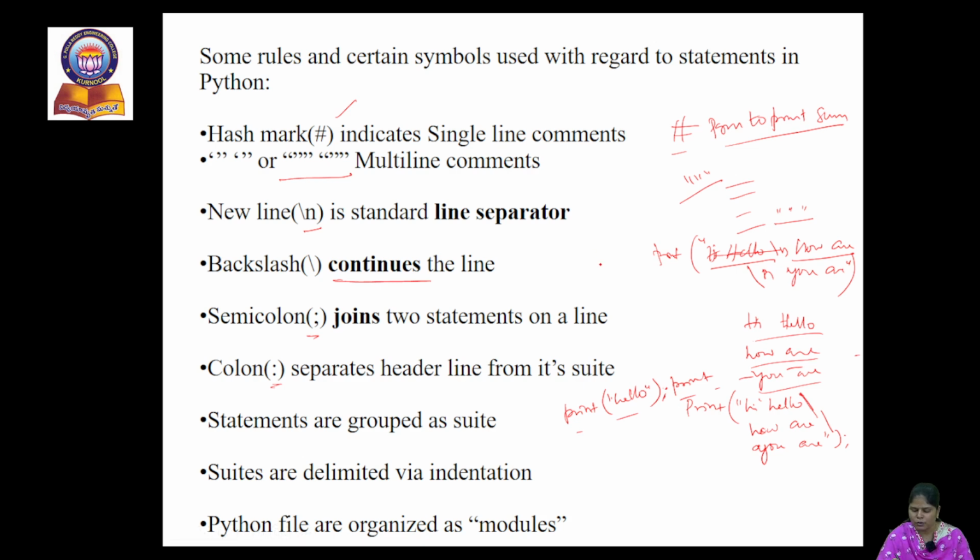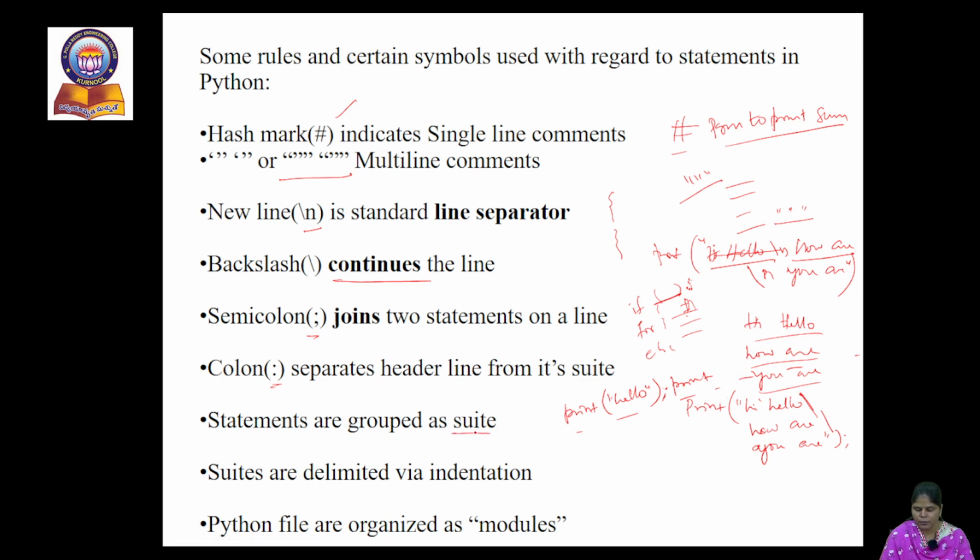And next is the colon, which is used to separate the header line from its suite. That means if you are using if, for, or else, there will be some set of statements for all of these. If you want to separate the condition from the statements, you can use this colon. Here the condition is treated as a header, and the suite is nothing but the block of statements. In C, we used to call them a block, which is represented in braces, but here, based upon the colon and the following indentation, you can write the suite.